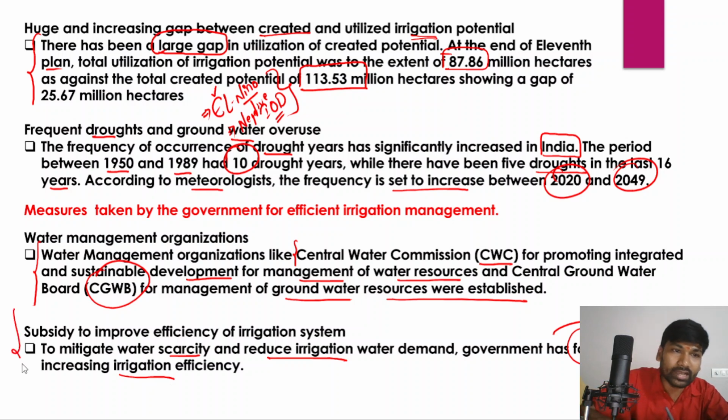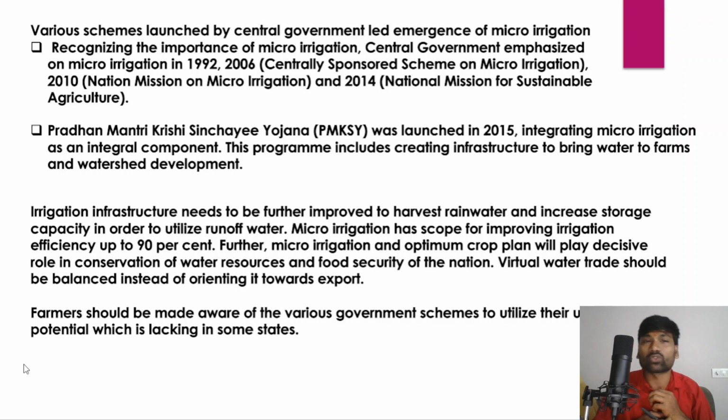So government has focused on increasing irrigation efficiency, and government has also been providing subsidy to the farmers who are interested to install micro irrigation system. However, apart from that, the union government has launched a number of schemes. So these schemes are particularly aimed at micro irrigation.